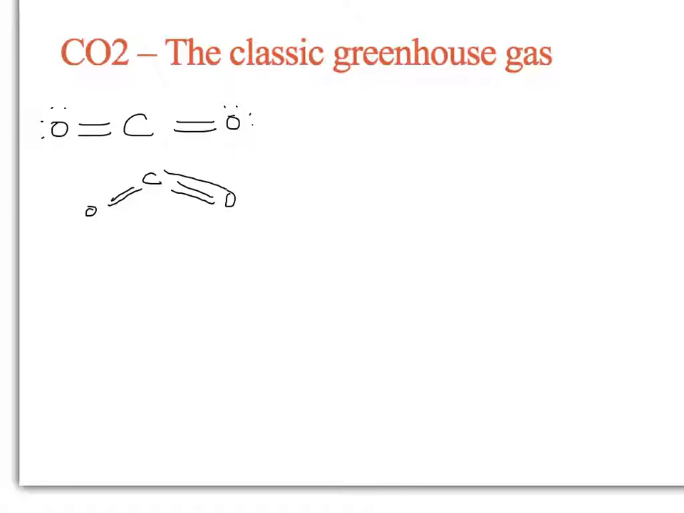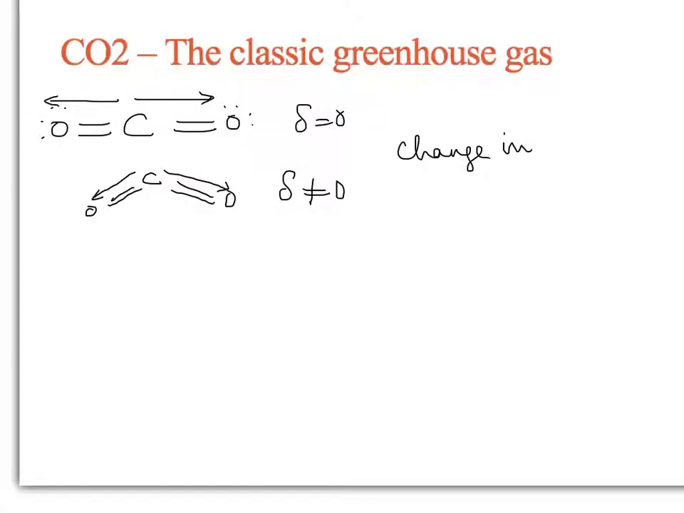So no longer again is it equal and opposite. Here the dipole was zero. But when you bend that bond a little bit, it's no longer able to cancel each other out. Now your dipole is not equal to zero. We have a change in dipole moment, and therefore we call this molecule or this vibration IR active.